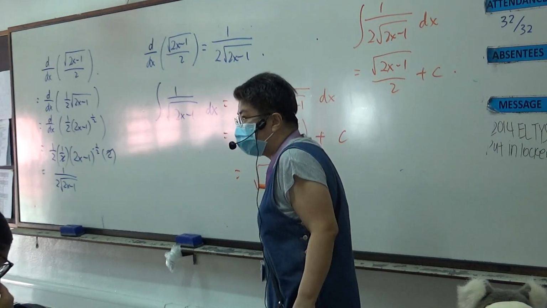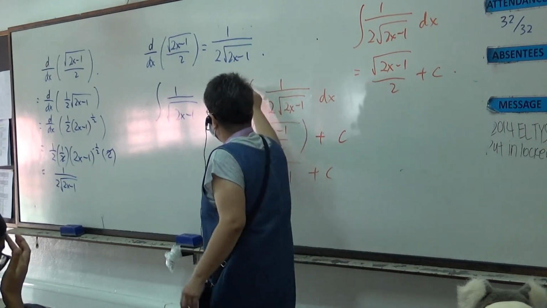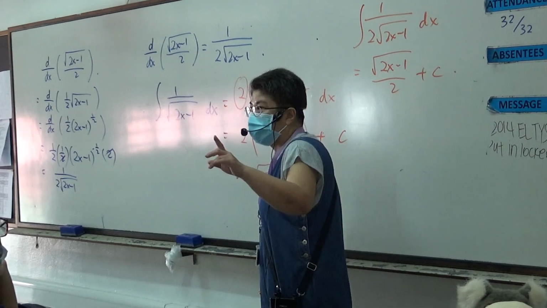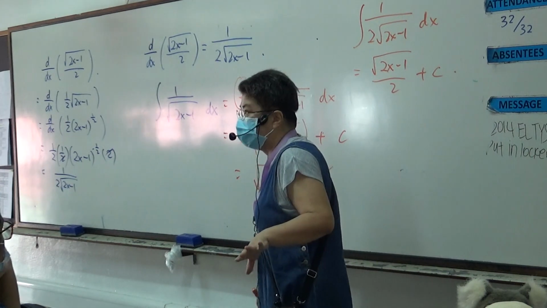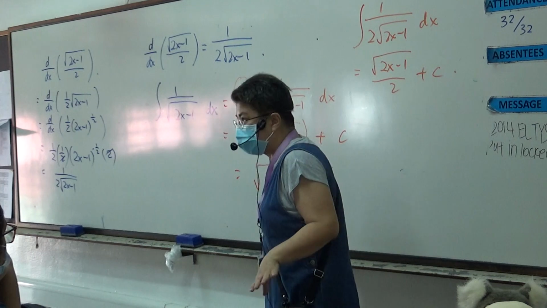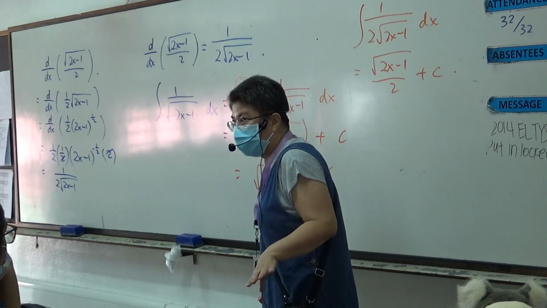Are we okay here? Then what did I say? You can only add what? Constant. You cannot add a variable. You cannot have x or y or whatever. Understand? It can only be numbers. Clear or not clear?